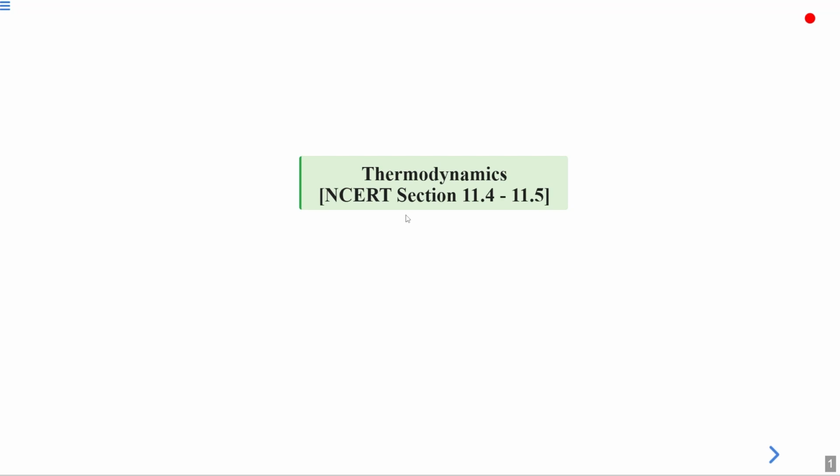Hello students, in today's lecture we are going to learn about thermodynamics, NCERT section 11.4 to 11.5.